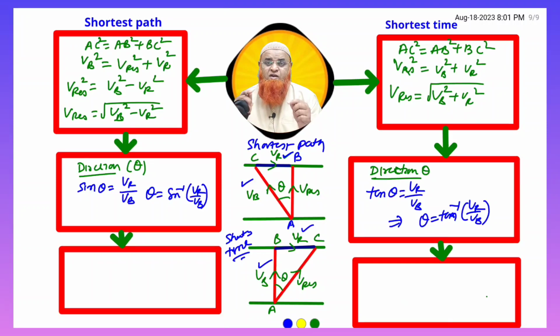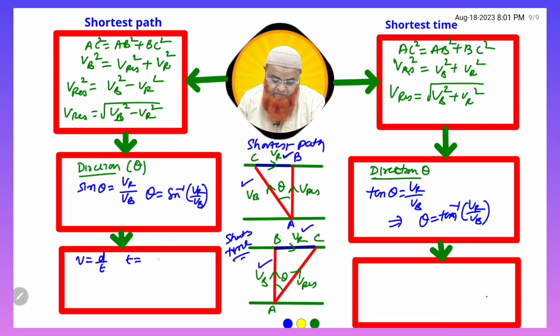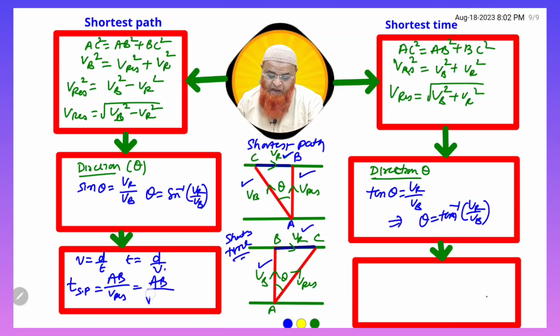Next, the last thing is we have to find the time along the shortest path and the time along the shortest time. You all know velocity is equal to distance by time, so time is equal to distance by velocity. For the shortest path, what is the distance here? Distance is taken as AB, the width of the river, and the velocity is the resultant velocity, that is square root of VB square minus VR square.